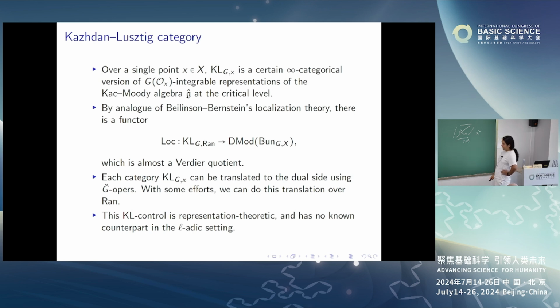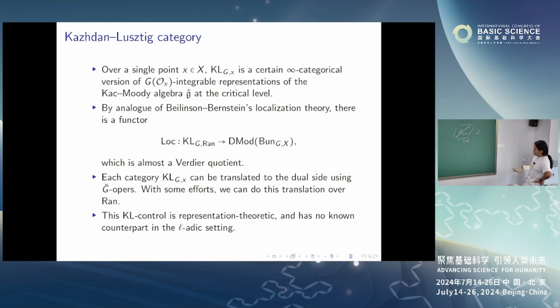So let's first look at the category. As I said, it's a factorization category. At a finite set of points, it's the tensor product of some KL_{G,x}. I'll tell you what this KL_G is. It's a representation theory definition. It's the category of representations of the Kac-Moody algebra at critical level that are integrable for the arc group G(O). This category was studied in the work of Kazhdan and Lusztig, and they related this category with quantum groups away from the critical level. So we call it KL because it's related to their work. As you see, this is really something from Lie theory. It's like representations of some affine algebra.